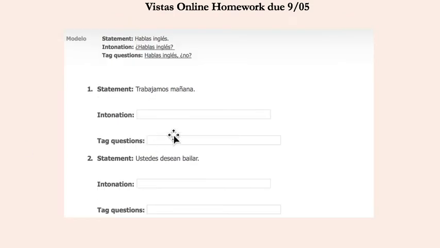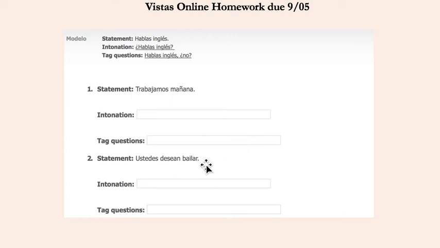The next activity, working with type 3, which is the tags, and also type 1, intonation. For the statement, hablas inglés. For intonation, ¿hablas inglés? And for the tag question, hablas inglés, ¿no? So you'll just write these same ones. Por ejemplo, número 1, trabajamos mañana. For the intonation, be sure to put the upside down question mark and the regular question mark. ¿Trabajamos mañana? And the tag question, trabajamos mañana, ¿no? Or trabajamos mañana, ¿verdad?